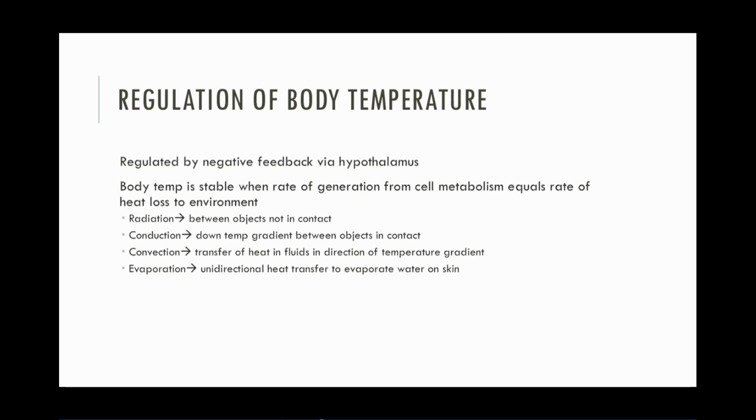Body temp. Negative feedback by the hypothalamus. Body temp is stable when the generation of cell metabolism equals the rate of heat loss. Our bodies are not very efficient at making energy. The majority of the time when we burn ATP, it's just given off as heat, not energy. Other animals are a lot more efficient with energy than we are, but we use that to get heat.